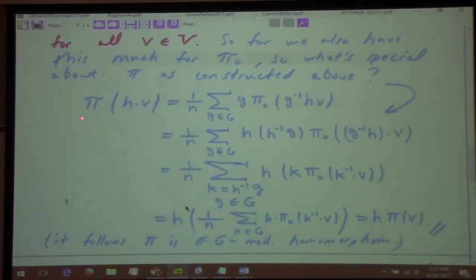That shows you that pi is not just a projection in the sense of vector space. It's also got the necessary interaction with the group action to give us an FG module homomorphism. And from that, we get Maschke's theorem. This argument to me is very interesting. I mean, it's a center of mass argument, right?